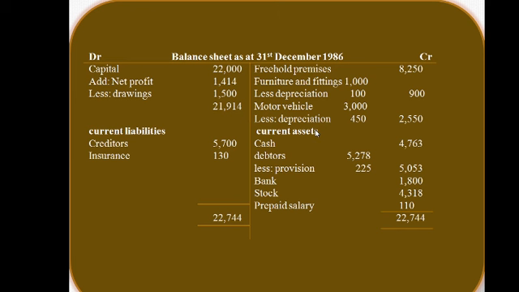Now coming down here, we have our current assets. Under current assets, those assets that will not last for more than 12 months. We have cash. We have debtors. Our debtors, we are going to less our provision, the money we provided for those debtors, 225 naira. We have bank, we have stock, we have prepaid salary. Then you add the two sides together. Please always remember this: the two sides of your balance sheet must be equal. If the two sides of your balance sheet is not equal, please go back and check your questions very well. Check your workings and make sure your calculations are accurate.